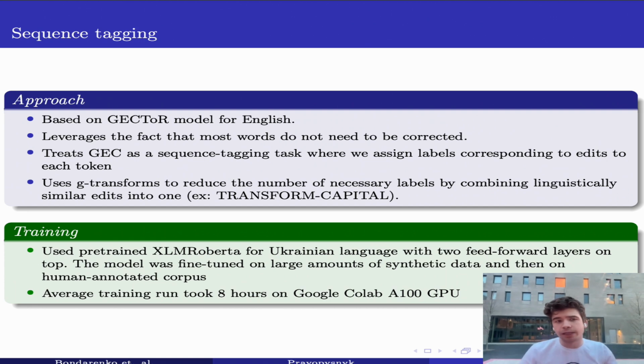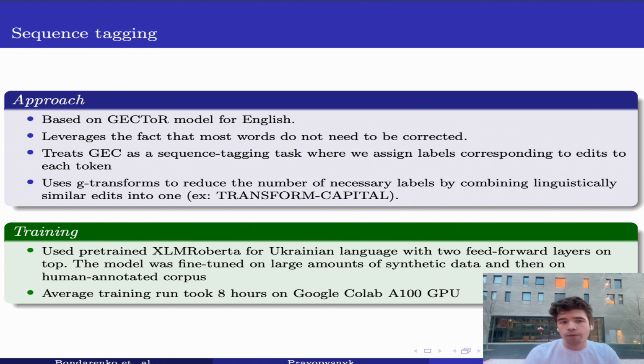The second type of models we developed is sequence tagging models. Sequence tagging models are based on the GECToR paper for English and the corresponding model. They leverage the fact that most words in a sentence do not need to be corrected when performing grammatical error correction. Instead, it treats GEC as a sequence tagging task, where we try to classify each token and assign a label with the corresponding edit. To decrease the number of necessary edits, we use G transforms, which combine linguistically similar edits into one. An example of that is the transform capital. This transform allows us to combine all the edits that require changing the letter from a small letter to a capital letter into one. This greatly reduces the label space and allows for better classification.